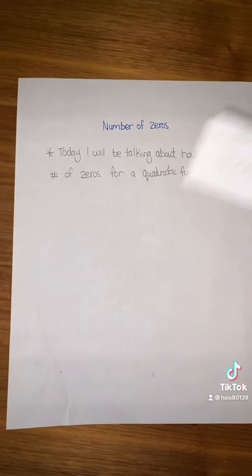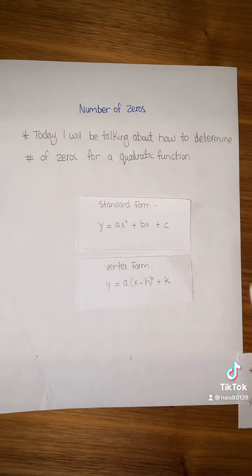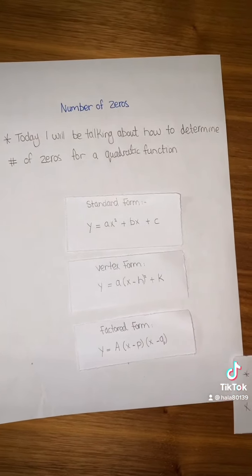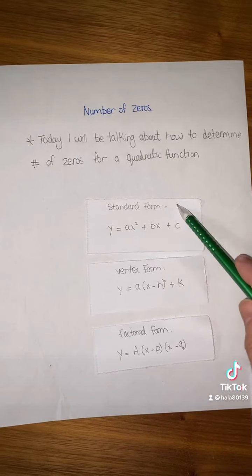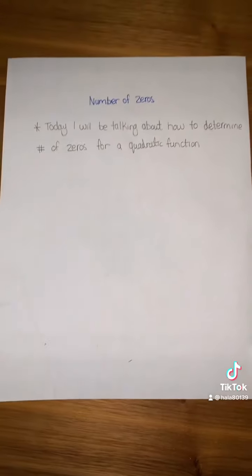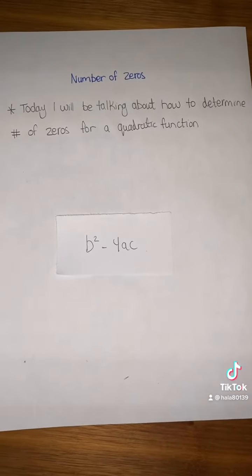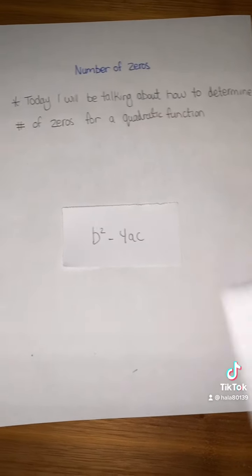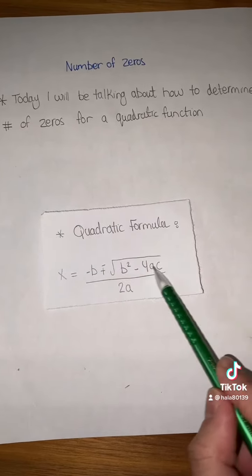We know that we have three forms of quadratic functions: a standard form, vertex form, and a factored form. And I'm going to explain today how to know the number of zeros when we have a standard form equation, vertex form equation, and a factored form equation. And to know the number of zeros, I'm going to use this b squared minus 4ac, which I got from the quadratic formula, which is under the square root right here.